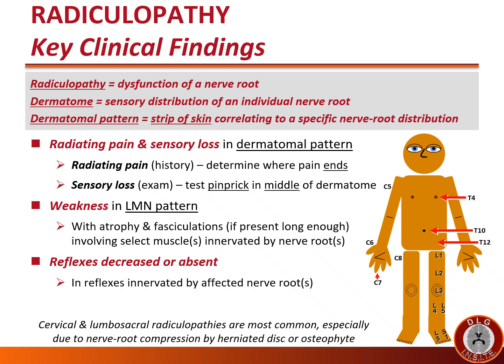By far, the most common radiculopathies are cervical and lumbosacral. Why? Because those are the areas where we bend. We bend the spine at the neck, and we bend the spine at the waist. So bending frequently can lead to either osteoarthritis, an osteophyte, or herniated disc, either of which can compress a nerve root.